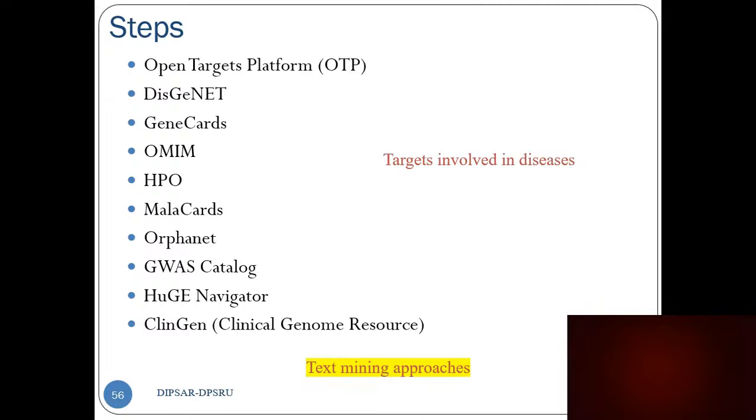For example, you type cancer, so in Open Targets Platform, P53 can also be there. If you are using DisGeNET, P53 can also be there. If you are using MalaCards, P53 can also be there. Even though their sources may be different, you can get the same target in different databases. Are you getting my point?